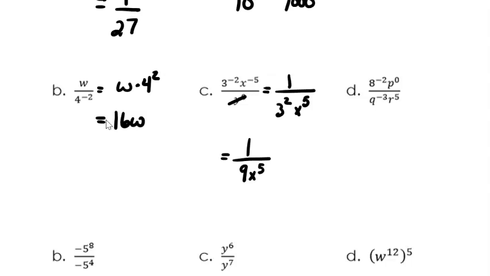Okay, on D, once again, this p to the 0 makes 1. That's where I begin every time. All right, now I have this 8 to the -2. It moves down to the bottom because it was negative. Now look at the q to the -3 on the denominator right here. It has a negative exponent, so it moves to the top. So it's q to the 3rd up top. And then this r to the 5th, the exponent is not negative, so it does not move. It stays down here, r to the 5th. So I have q to the 3rd, 8 squared is 64, r to the 5th.